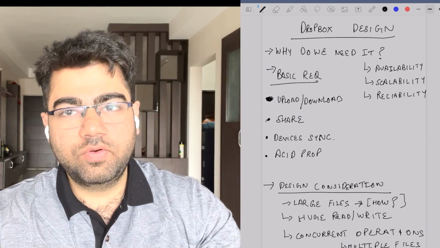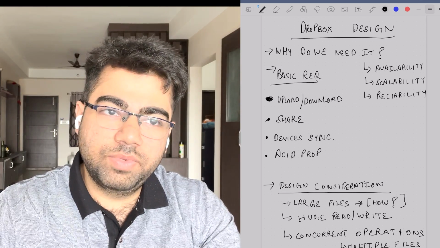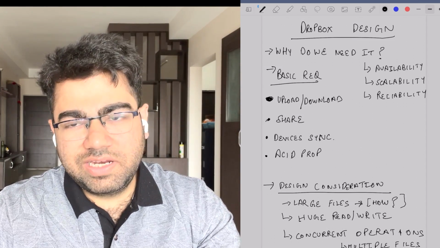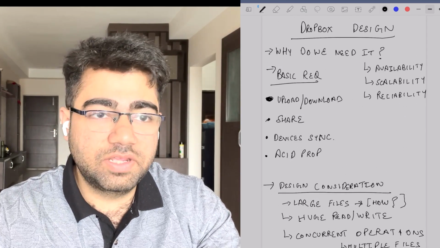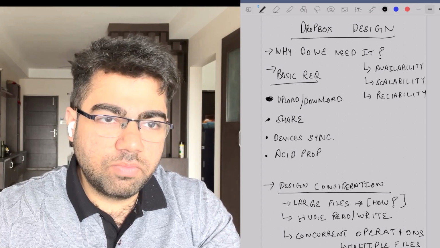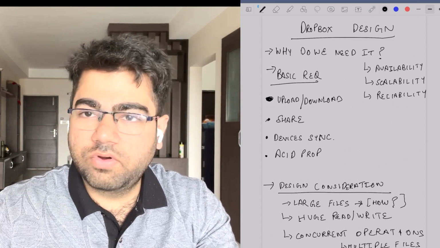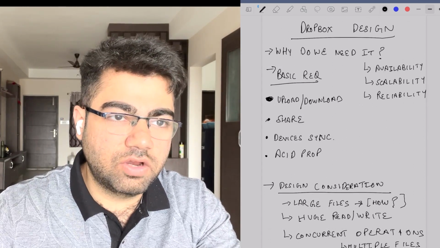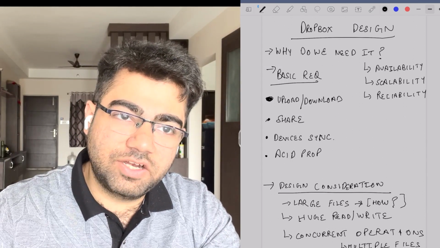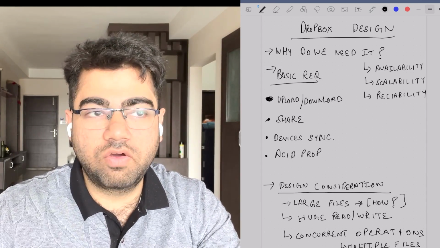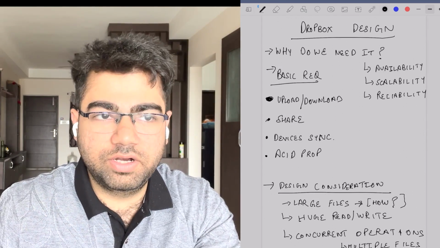Let's first ask the question, why do we actually need something like Dropbox or a cloud-based file storage system? We need such systems for three reasons, which are availability, scalability, and reliability. We want to access our files whenever we want from any of our devices, so we are not bound by a particular device on which our file is stored. The system should be scalable, able to support large files however we want, and it should be reliable. It should not be the case that we uploaded a file somewhere and it got destroyed.